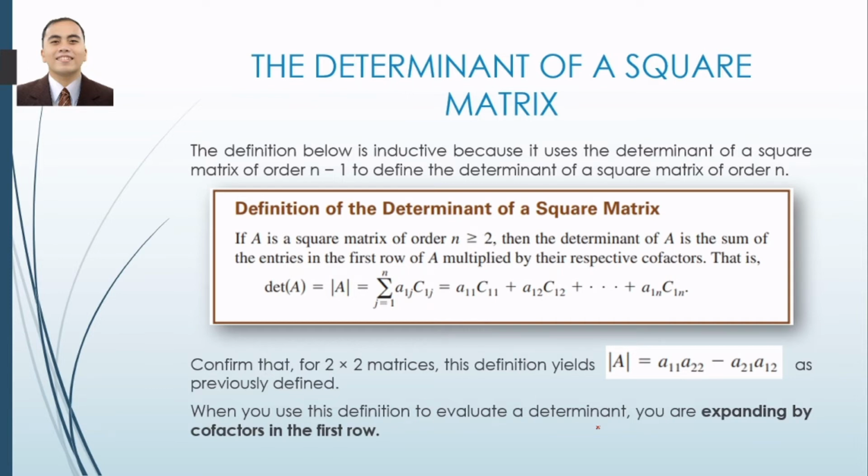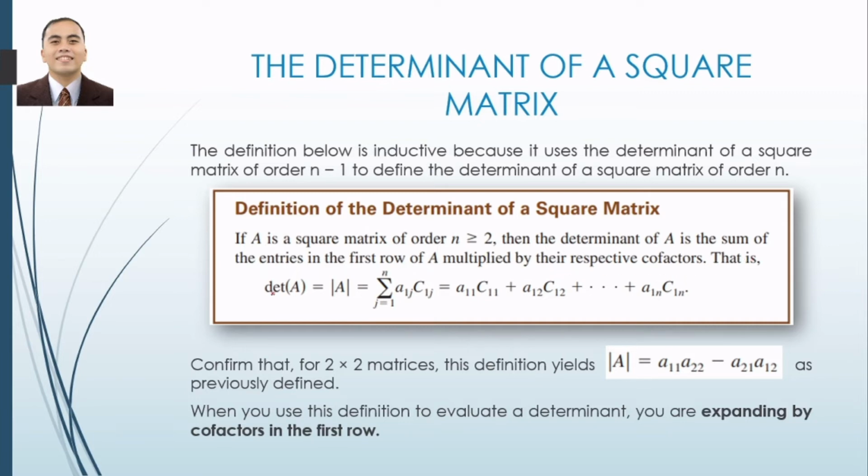The definition below is inductive because it uses the determinant of a square matrix of order n minus 1 to define the determinant of a square matrix of order n. So, first definition of the determinant of a square matrix. If A is a square matrix of order n greater than or equal to 2, then the determinant of A is the sum of the entries in the first row of A multiplied by their respective cofactors.